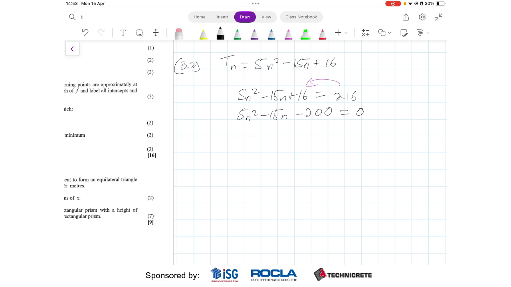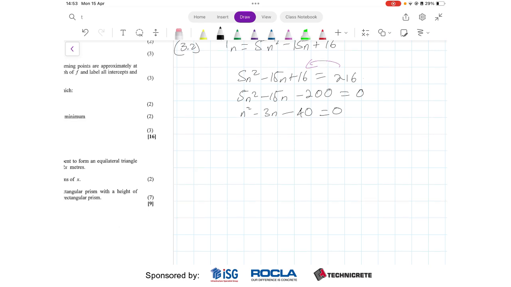0, right? From here, we can see that 5 is a common factor, and because 5 is a common factor, we can remove it so that we are left with n squared minus 3n minus 40, which is equal to 0. On the right hand side, we also divided by 5, and 0 divided by any number, as we all know, is equal to 0, right?